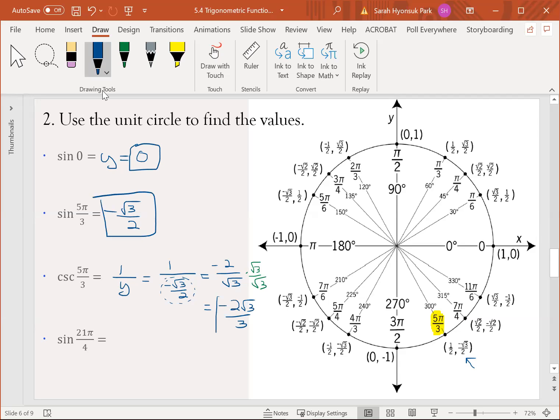The last one, 21 pi over 4. Now look hard, you're not going to find 21 pi over 4 on the unit circle because the unit circle only goes up to 2 pi, right? It starts at 0 and goes all the way around. Actually, I should write 2 pi here and it goes back to 2 pi. 21 over 4 is much bigger than 2 pi.